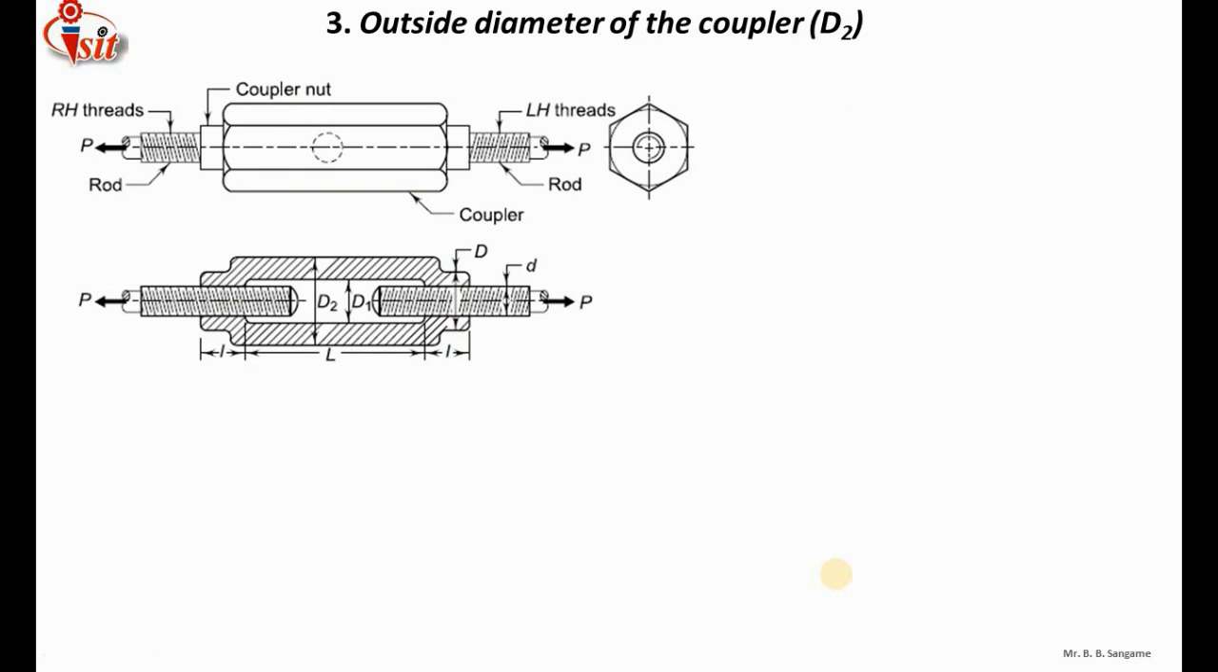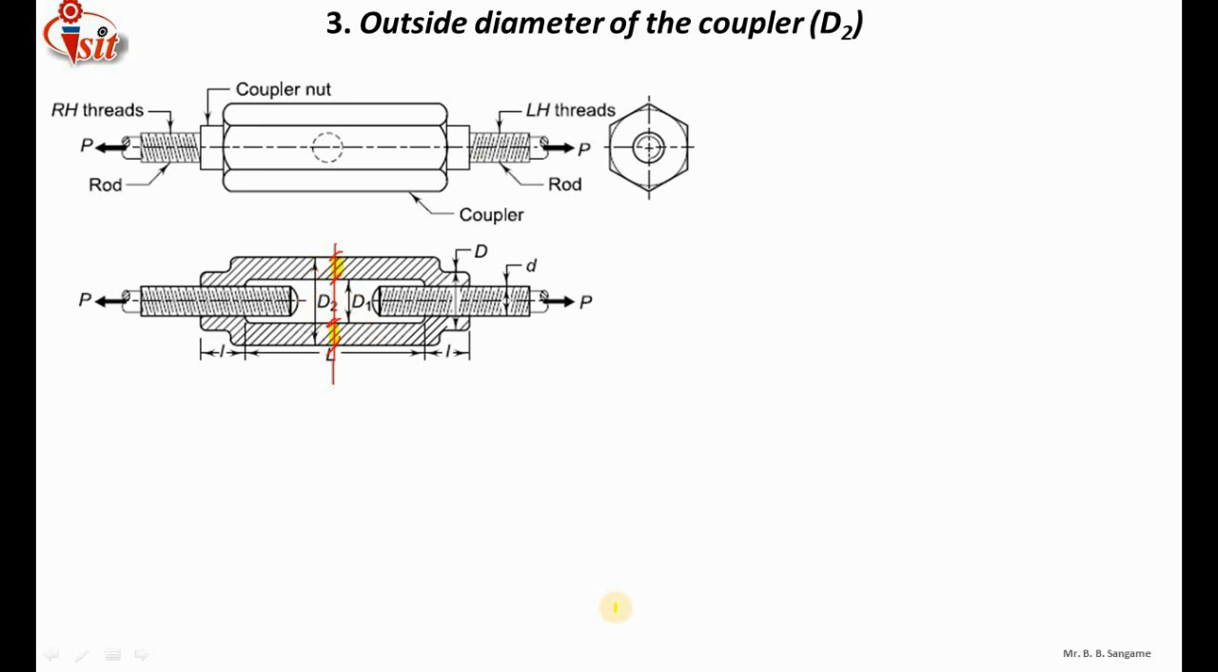Next is the outside diameter of coupler D2. Here you can see that this is the outside diameter of coupler. Again, when you apply a force of magnitude P in a tensile manner, there is a possibility of failure of coupler, sorry, not coupler nut, along this cross section. So we need to consider this highlighted area, and also this area. So there is a possibility of failure of coupler in tension.